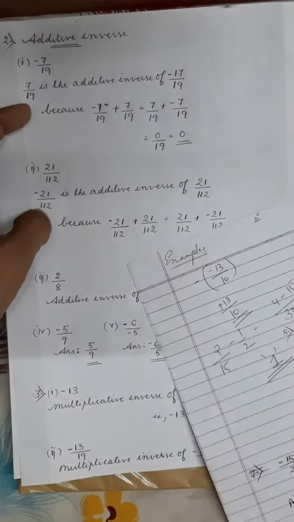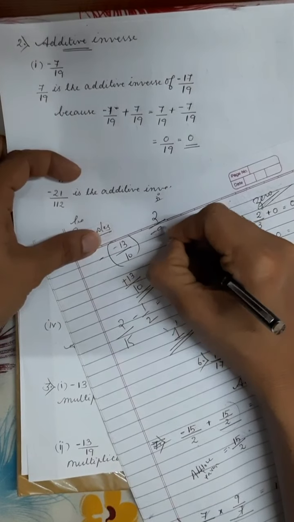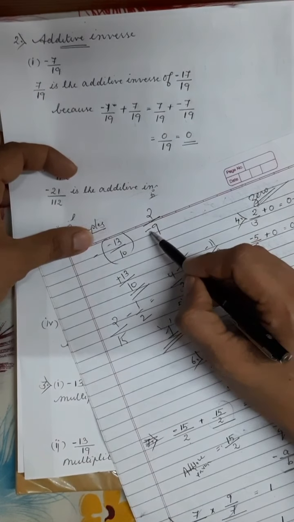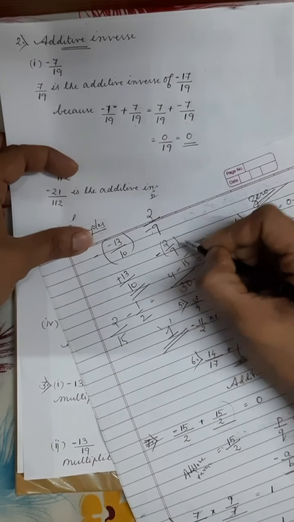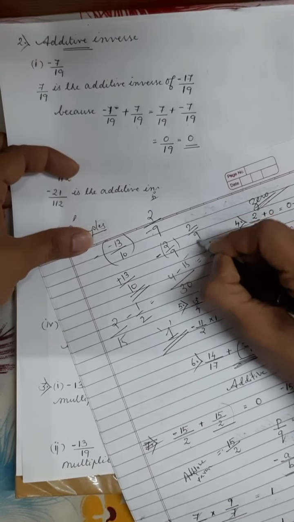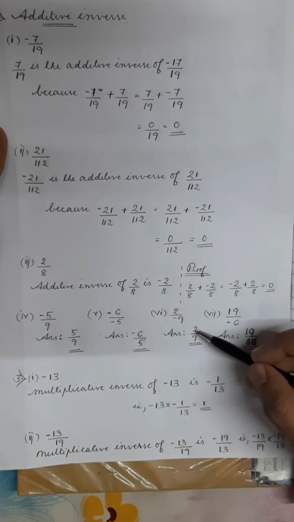See, here the question is given that 2 by minus 9. In this rational number, wherever we are writing this negative, that negative is common for this term, right? So when we are taking the additive inverse, we will be getting 2 by 9. Understood? So here the answer will be 2 by 9.